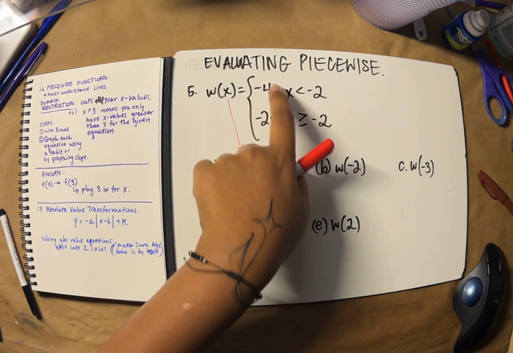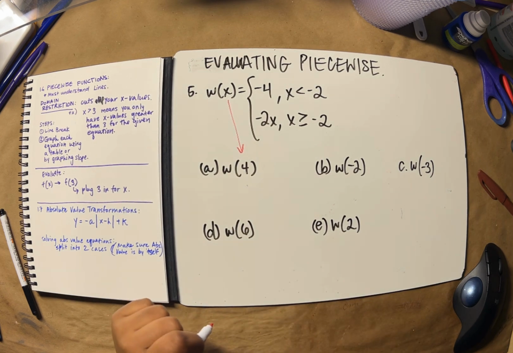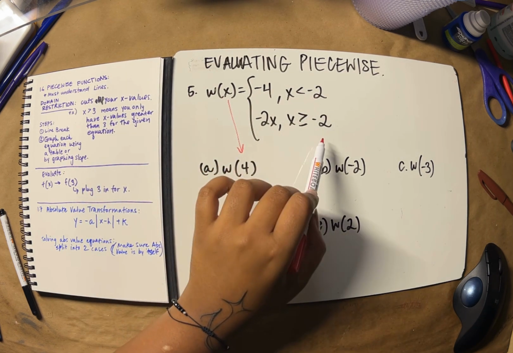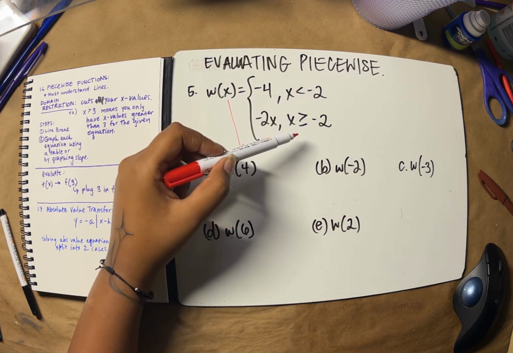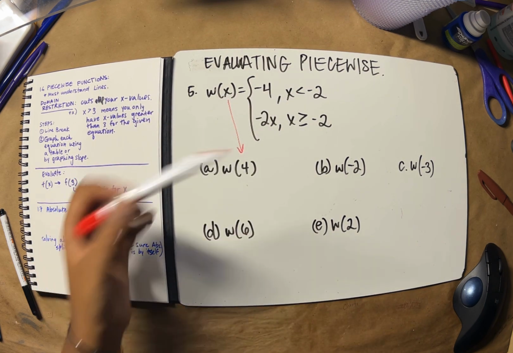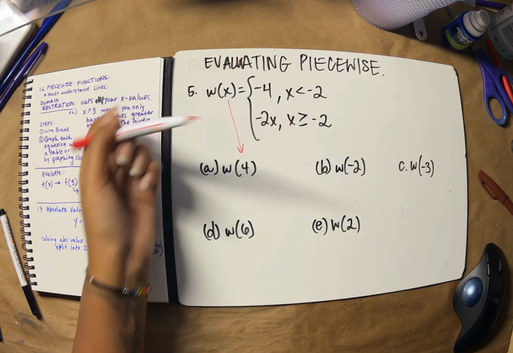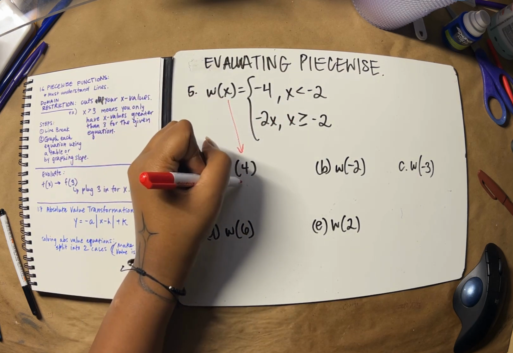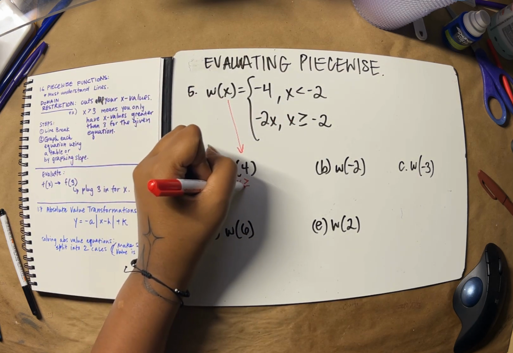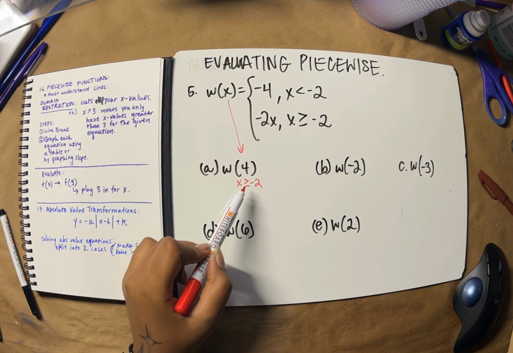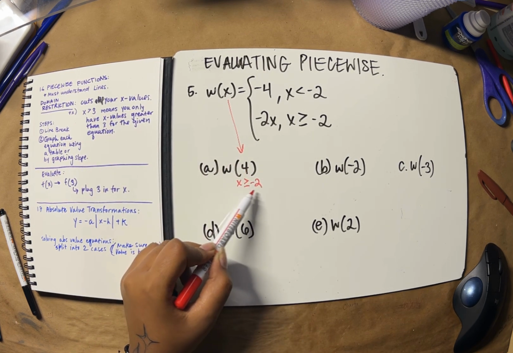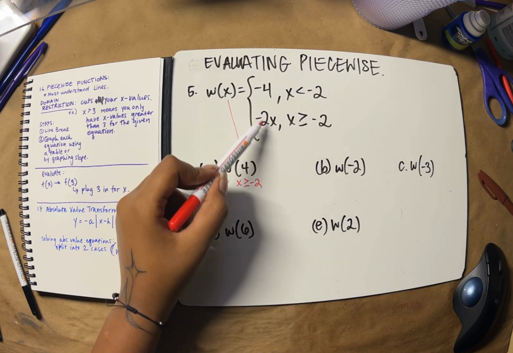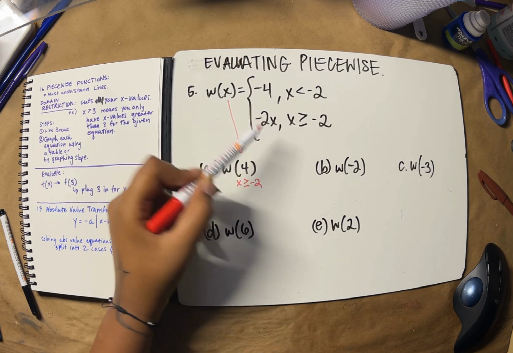Does it go into the first equation or does it go into the second equation? A reminder that this is an x value, so I should be checking my domain restrictions for this. So is 4 less than or greater than -2? 4 obviously is greater than -2. I'm saying 4 is greater than or equal to -2, so this is going to go with that second one.